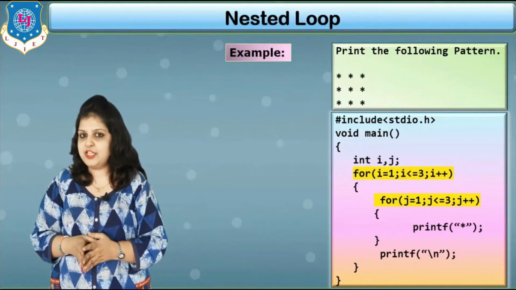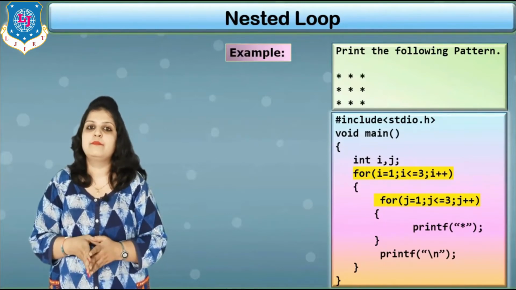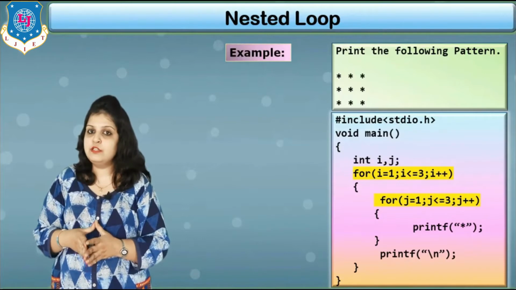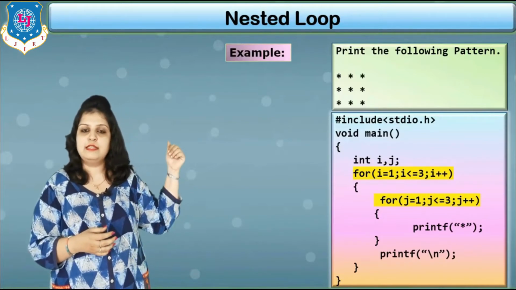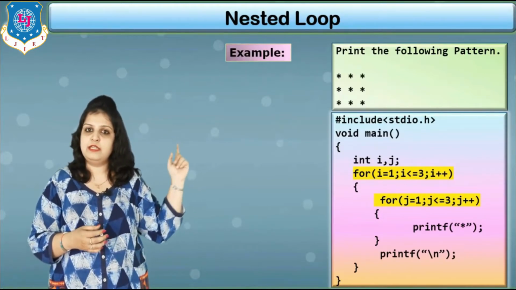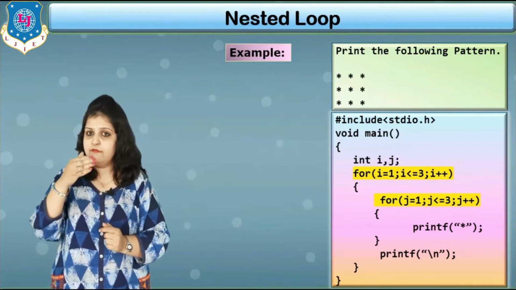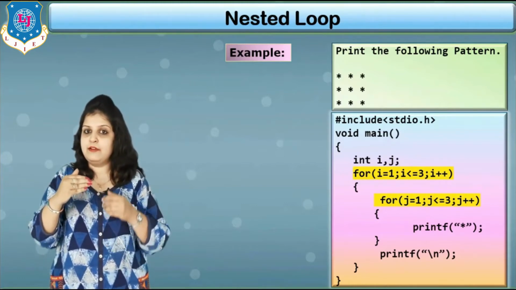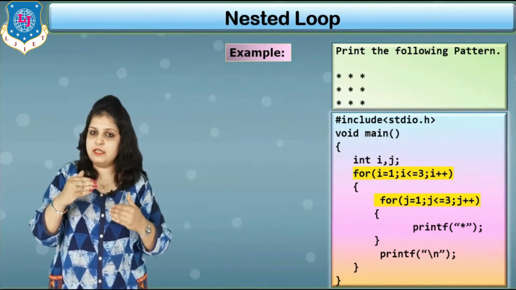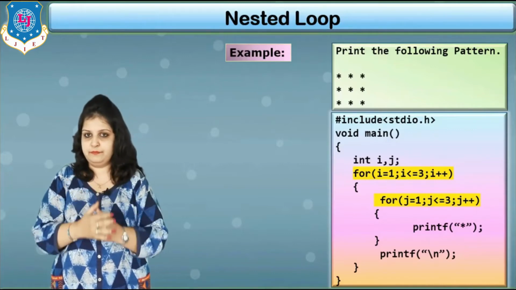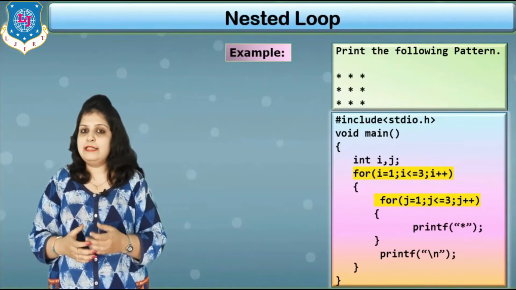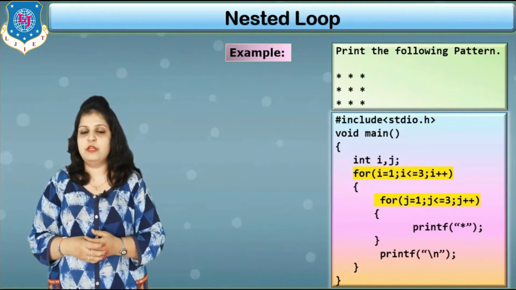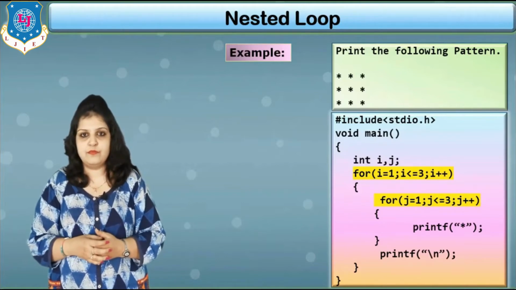What do you mean by backslash n? Backslash n means new line. The new line is used because, as you can see in the pattern, after 3 stars the remaining 3 stars will be printed on a new line, and then the remaining 3 stars on another new line. Now let's see how the program will execute.